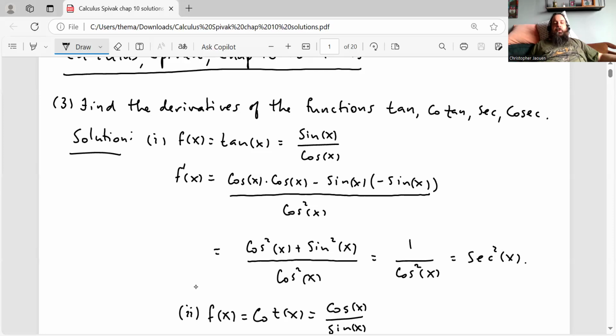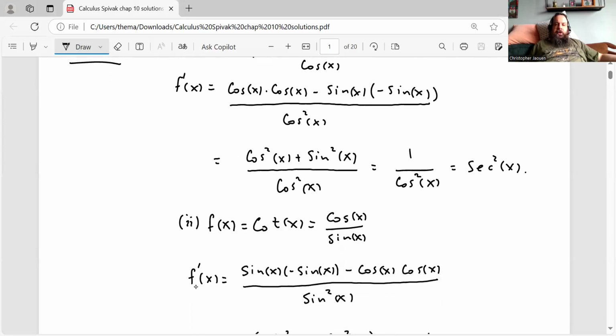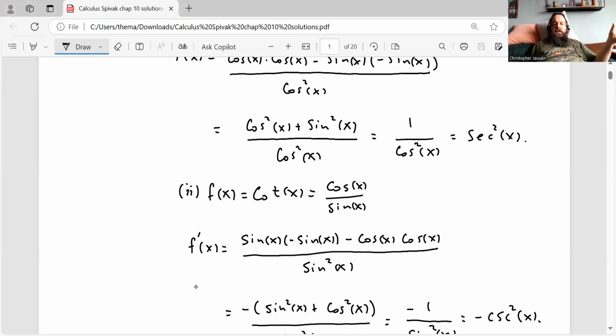So, for example, tangent, if you remember your trigonometry, is sine over cosine. If we want to differentiate that, we just use the quotient rule and we need the derivatives for sine and cosine, which we have. Once all the algebra is simplified, you end up with secant squared x. I'm not going to belabor the steps here. It's very straightforward. You just apply the quotient rule and the derivatives that Spivak gave us, as well as the Pythagorean identities, reciprocal identities, and quotient identities from trig.